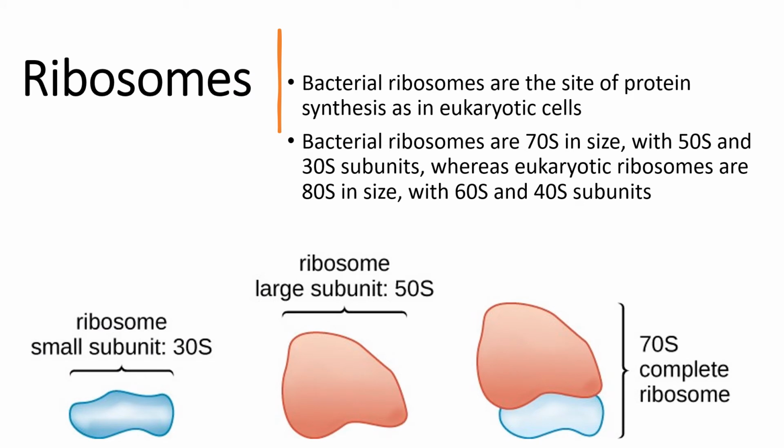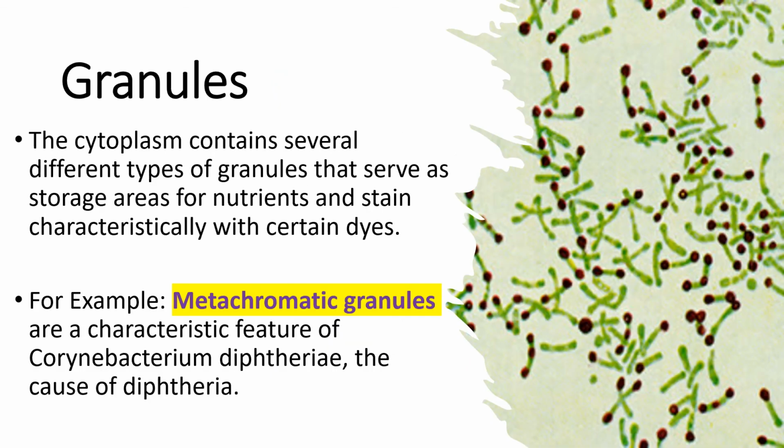Ribosomes. Bacterial ribosomes are the site of protein synthesis as in eukaryotic cells, but they differ from eukaryotic cells because they are 70S in size with 50S and 30S subunits, while eukaryotic ribosomes are 80S in size with 60S and 40S subunits.